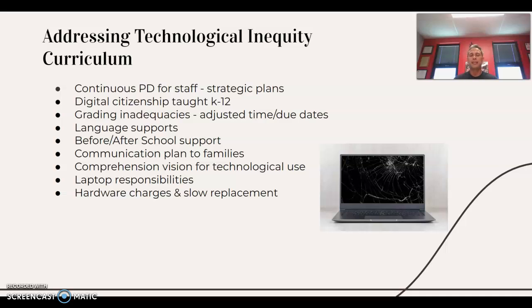Addressing technological inequity curriculum, we need to make sure we have continuous PD for staff, strategic plans. Digital citizenship needs to be taught K through 12, not just in the middle school. There can be grading inadequacies, so we need to look at adjusted time and due dates. Language supports, before and after school support would be something that we could utilize. Communicating plan to families so families are aware of what's going on, and then creating a comprehensive vision for technology use.